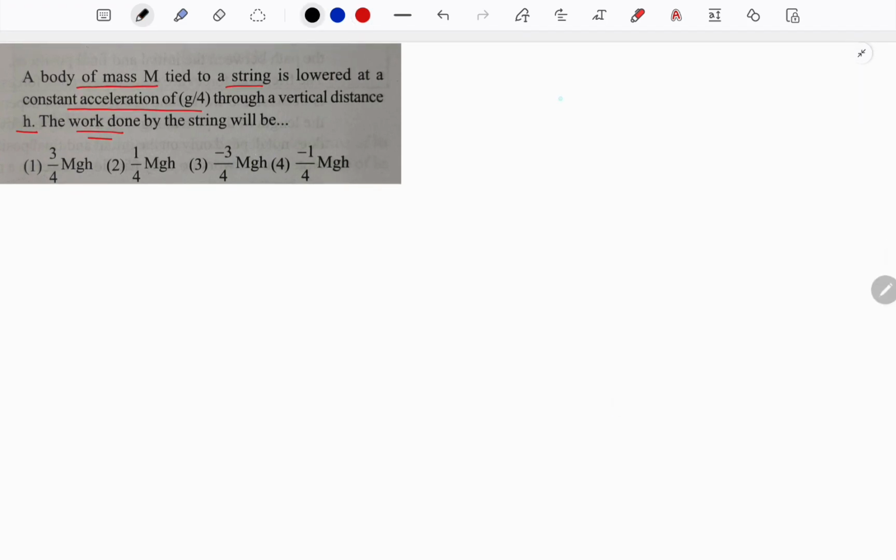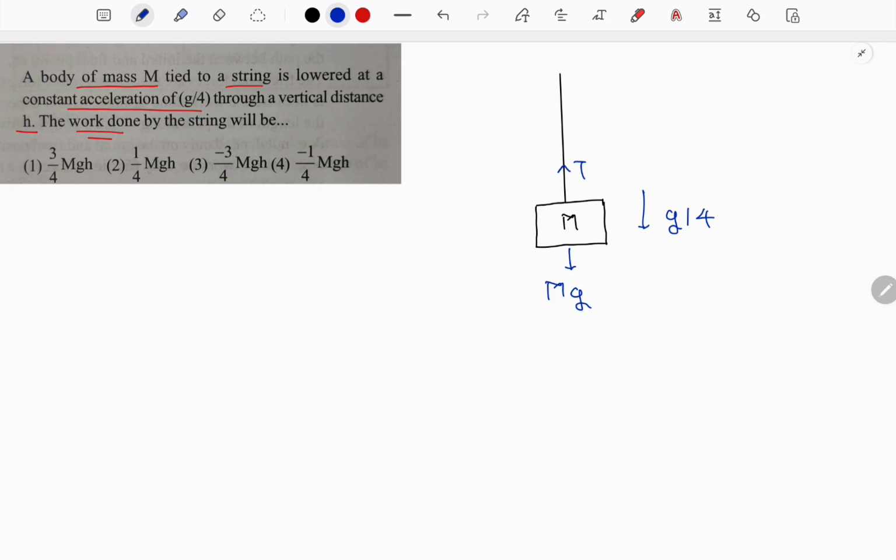First, let's draw the diagram. So we have a string over here, and let's attach a mass to it. The mass is m. First, let's draw all the forces on the mass. So downward we have mg, upwards we have tension, and there is a downward acceleration of g by 4.